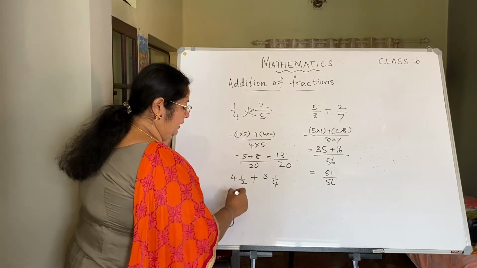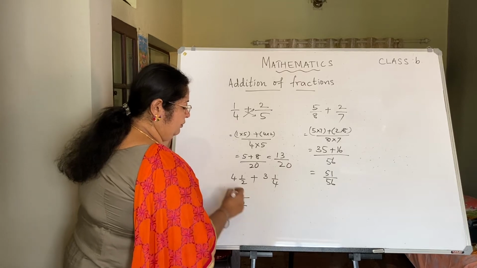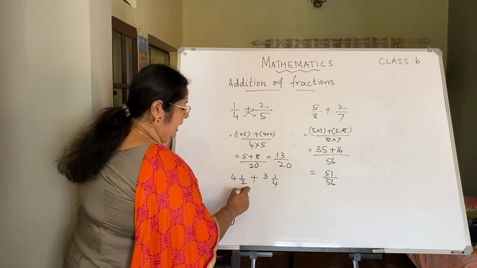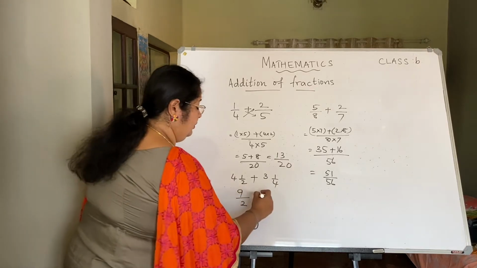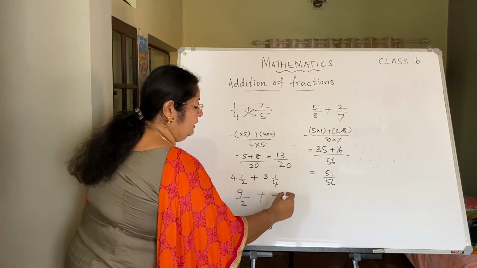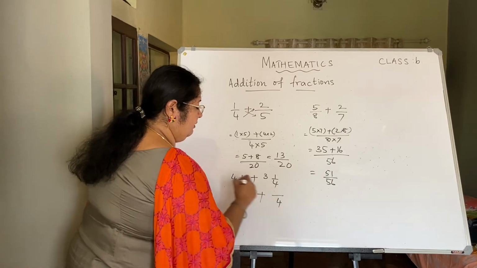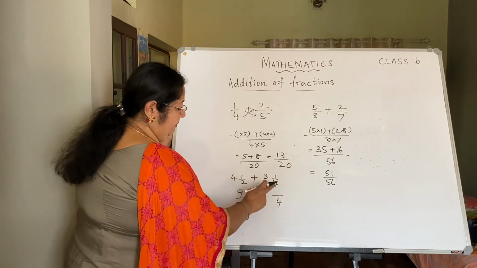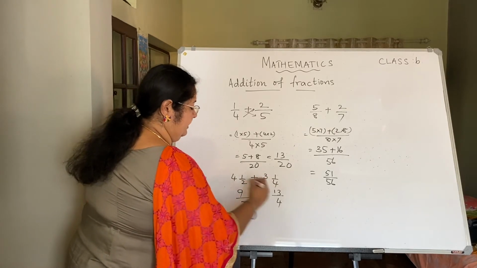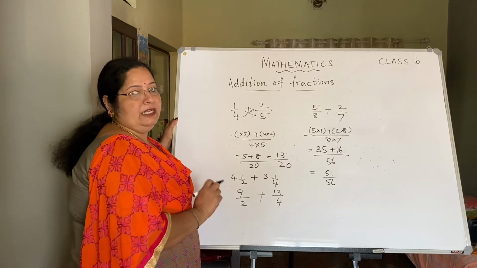4 1 by 2 will be, denominator will be 2, numerator will be 2 into 4 8 plus 1 9. So this is 9 by 2 plus the denominator of 3 1 by 4, the improper fraction will be 4. Numerator will be 4 into 3 12 plus 1 13. So 9 by 2 plus 13 by 4.